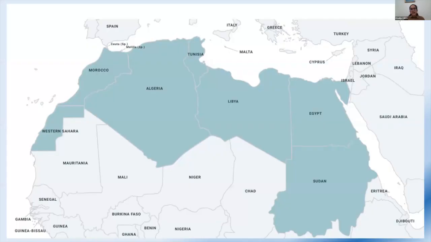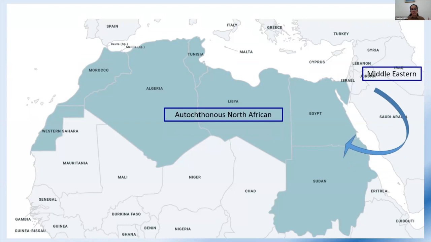The main area of interest in this study is North Africa. Why? This region is very interesting from a human population genetics perspective, since it consists of four different genetic ancestries, including autochthonous North African and Middle Eastern, Sub-Saharan African, and European ancestries.